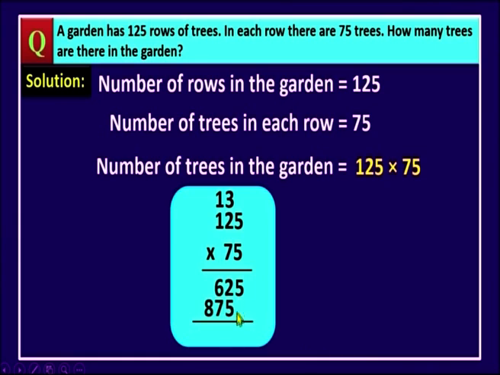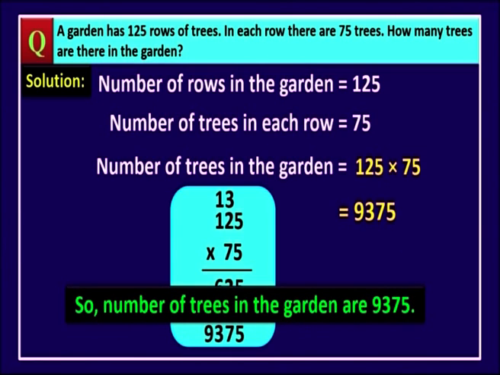So here actually we need to put 0, or even if you don't put 0, that is fine. Now add. So here 5 as it is, no change. 2 plus 5, 7. Then 6 plus 7, 13. 3, 1 is carryover. So 1 plus 8 is 9. That means there are 9,375 trees in the garden. Okay, children? Hence I can write the number of trees in the garden are 9,375. So let us move on to our next problem, children.